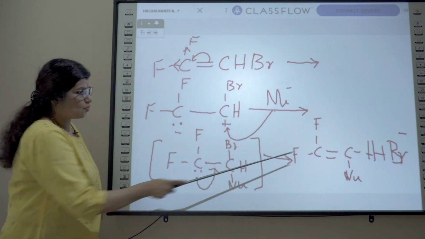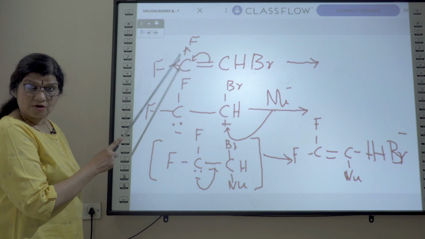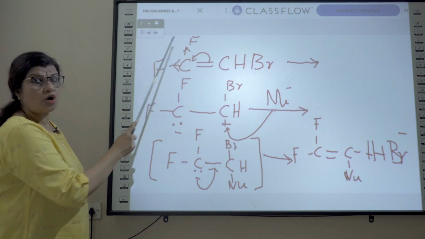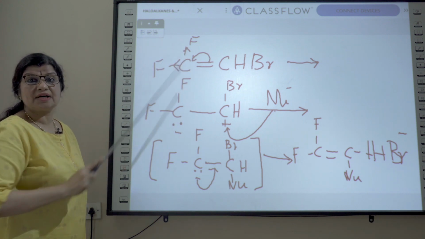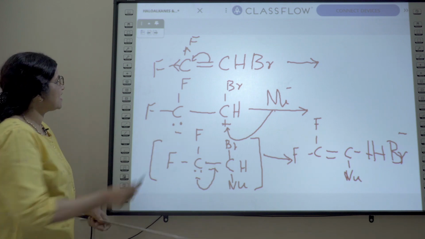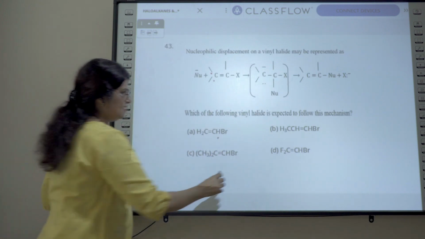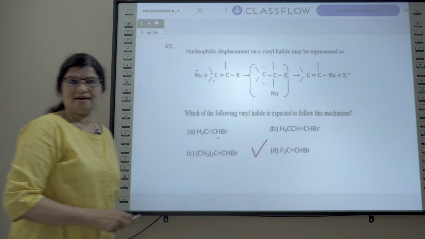So this is the sequence of reactions undergone by this particular vinyl halide, and the presence of electron withdrawing groups will stabilize the carbanion more effectively, as a result of which option D corresponds to the mechanism displayed here. So option D is the correct answer.